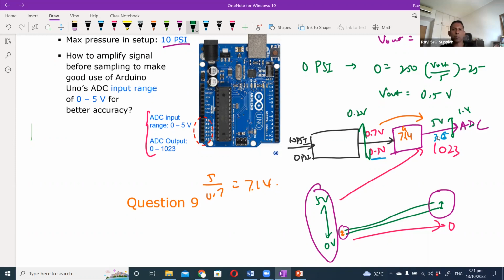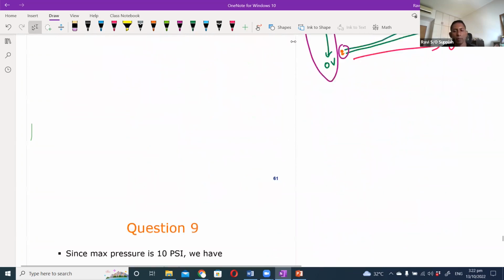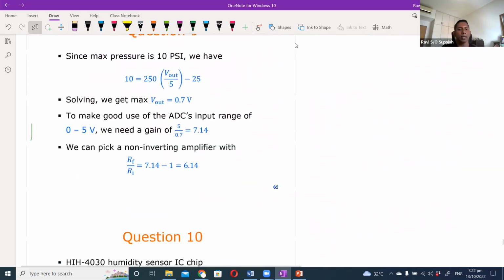So this is again part of what we call signal conditioning. That means when we deal with a sensor or a peripheral, sometimes we can't take the original signal as it is. We may want to perform some signal conditioning, some processing, to make it more suitable for what we are doing in the next stage. In this case, it's the ADC. Of course, at 7.14 you can easily get it using a non-inverting amplifier configuration. If I take non-inverting, then I can take RF over RI at 6.14. Again, this is just an example of how you can get this done.